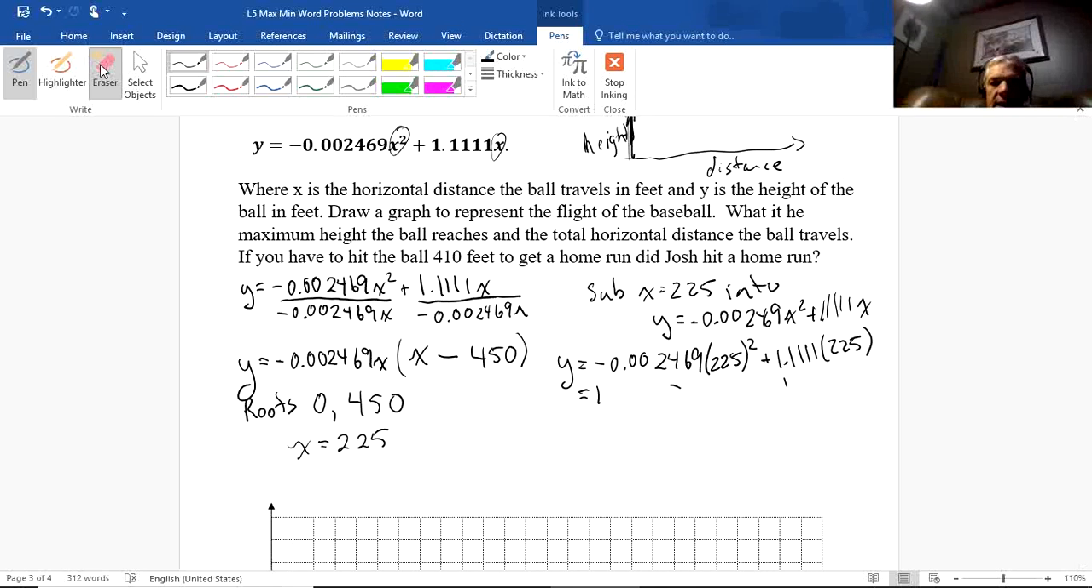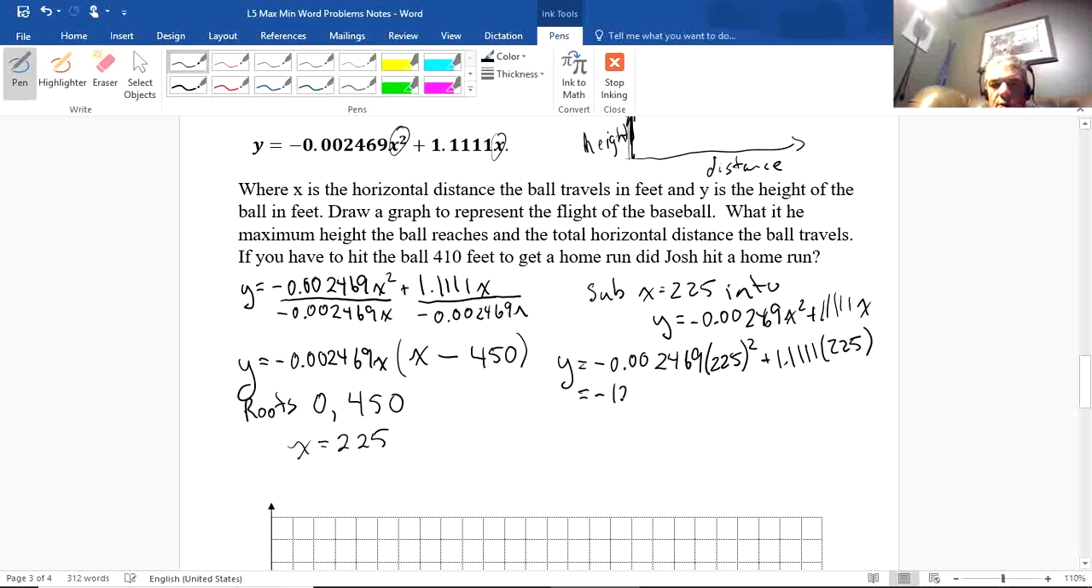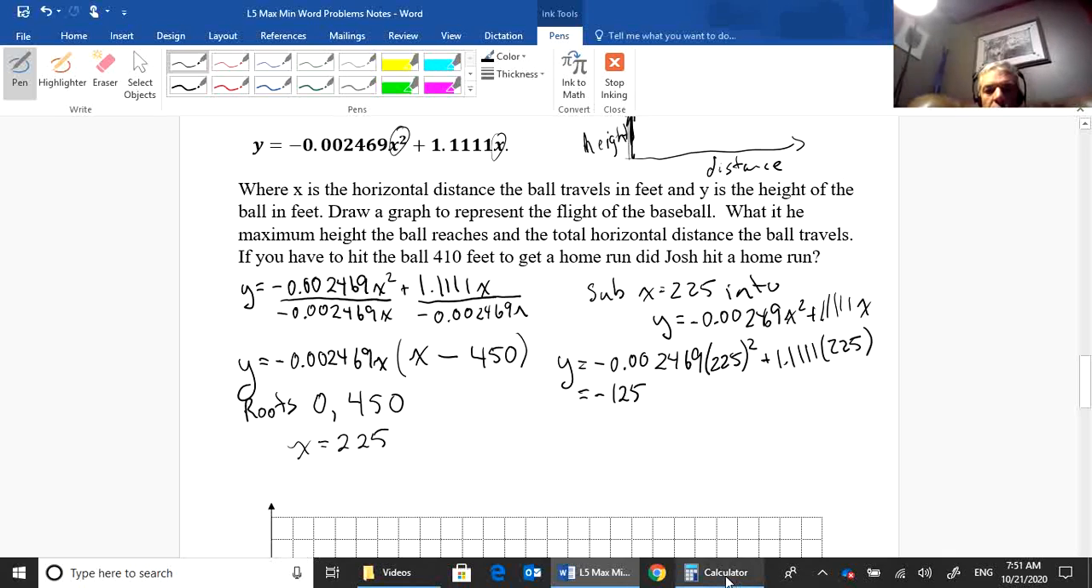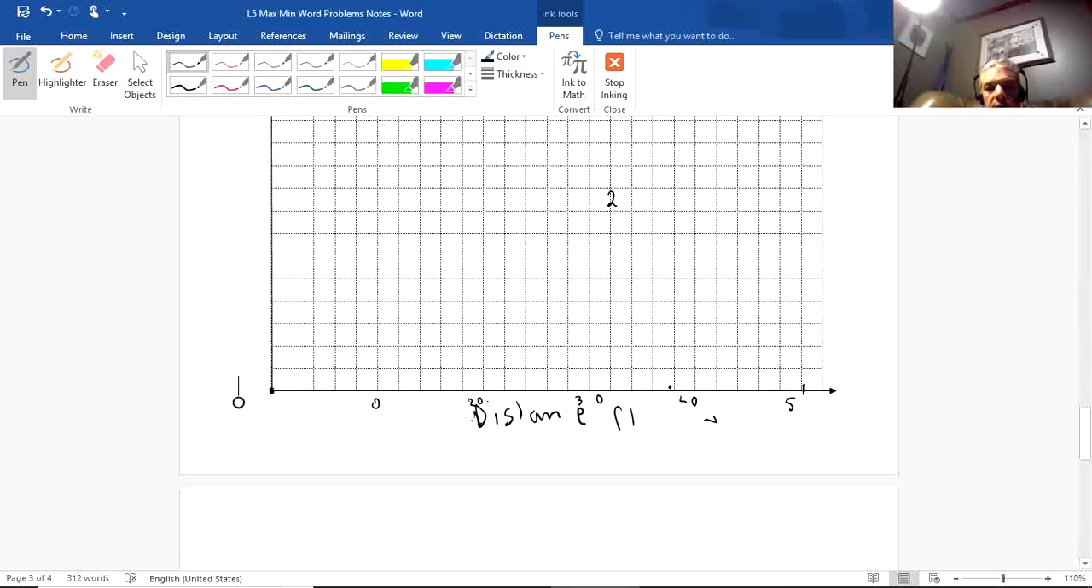Sorry, let's just get cleaned up here. I find sometimes when I take a little more time like this, you guys like this anyway when you're in class. So minus 125. And then I have to do this multiplication over here, 1.1111 times 225. And what do I get for an answer? Oh, I get 250. Oh, geez. There we go again, jumping all over on me.